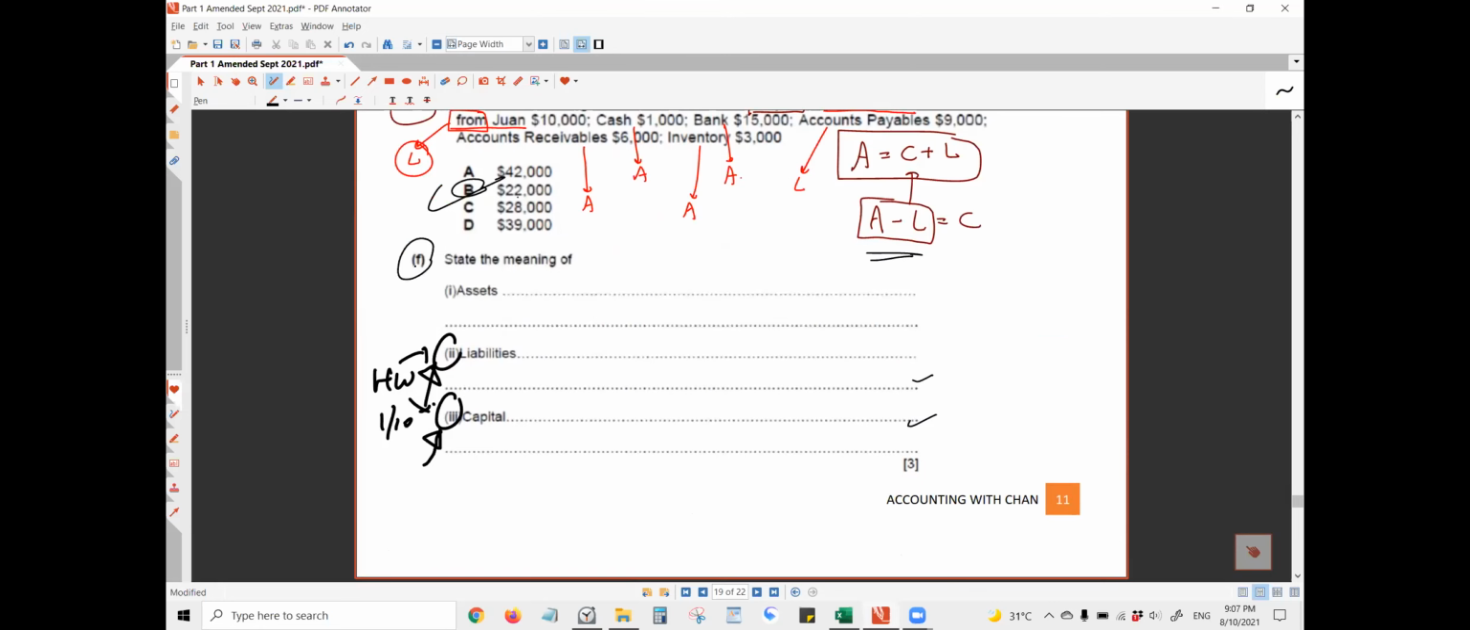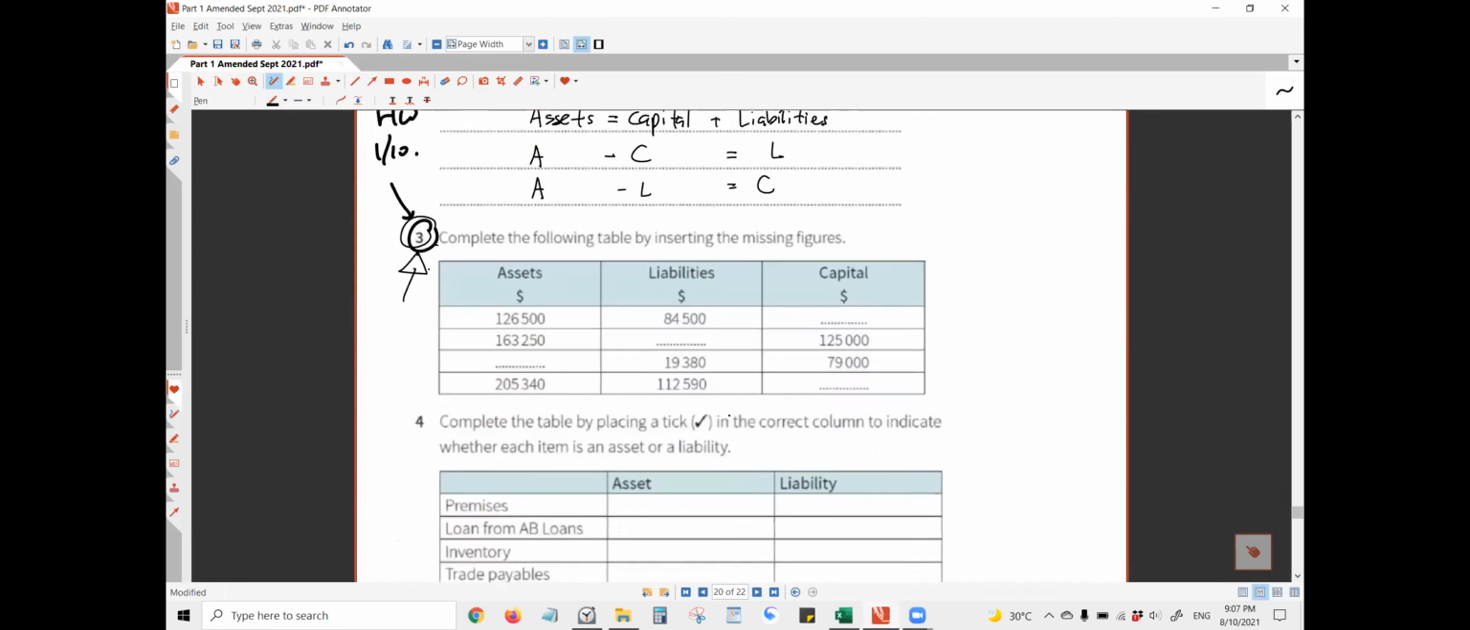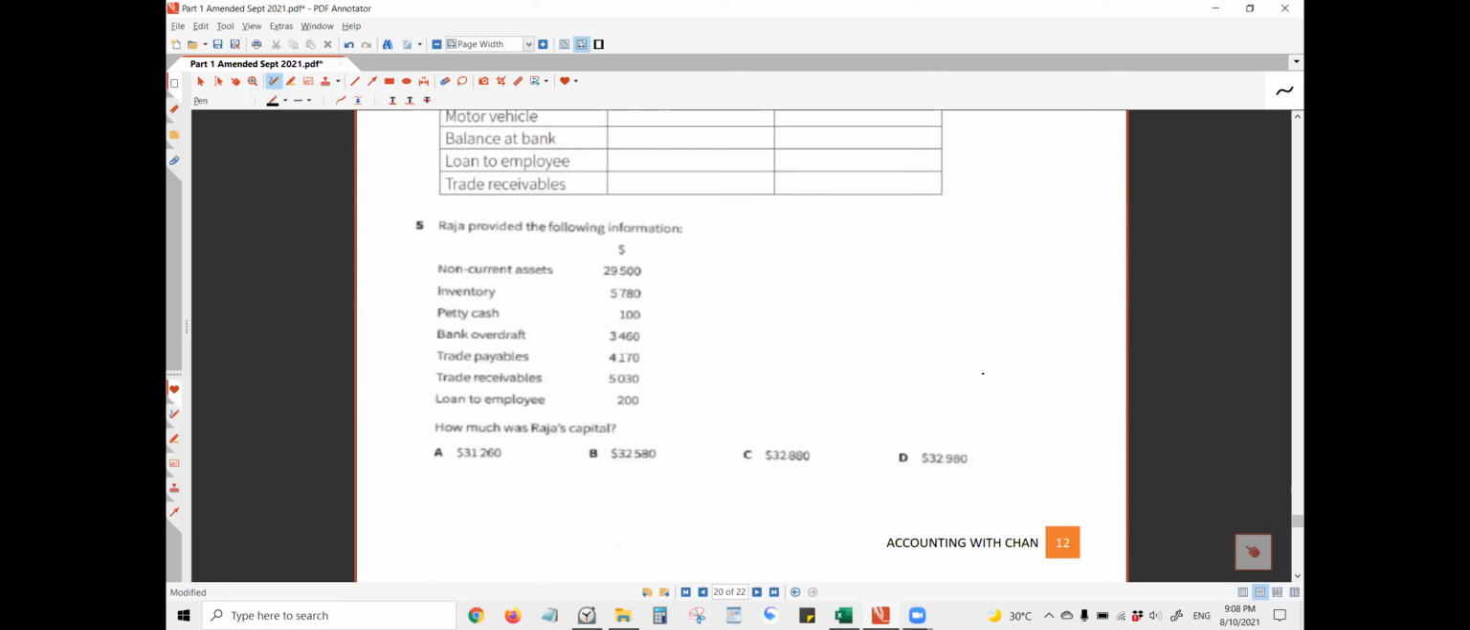The definition, once again, write on your own. Okay, this is a past exam question. I screenshotted and put it here. Okay, we continue. Next page, page 12.